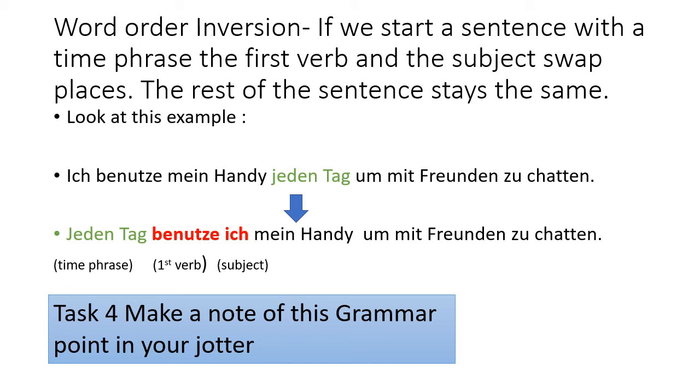So look at this example. The way we might write it normally, ich benutze mein Handy jeden Tag, mit Freunden zu chatten. But imagine we want to take out the jeden Tag, the bit in green, that's a time phrase, and put that at the start of the sentence. Then your first verb and your subject are going to switch places. So it goes to benutze ich mein Handy, mit Freunden zu chatten. I'm talking about the first verb because in this sentence there's a second verb which is chatten. You might not always have a second verb, but just in case you do, so you know which one we're talking about. Can you make a note of this in your grammar jotter, because you're going to need to be able to do the next exercise.